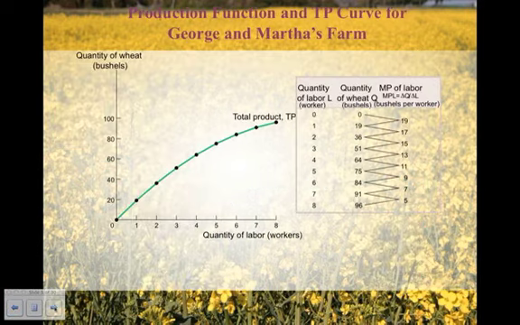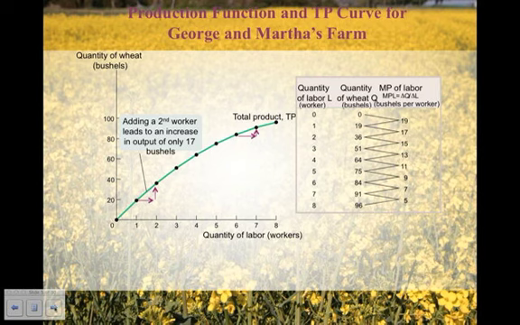We're going to use an example of George and Martha's farm. It's the same example that's in your book, and I grabbed a lot of these illustrations from your textbook. So let's look at the production function here and the total product curve for George and Martha's farm. It looks at the number of laborers on the horizontal axis and the quantity of wheat on the vertical axis. And we can see what one worker would bring in for wheat, what 2 workers would bring in, and 3 workers could bring in 51, and so on. You can see that on the graph.